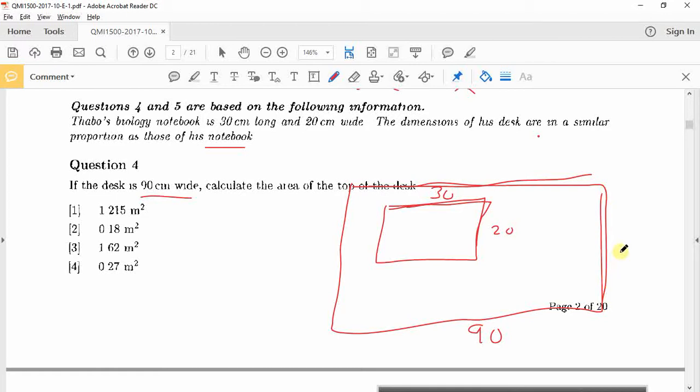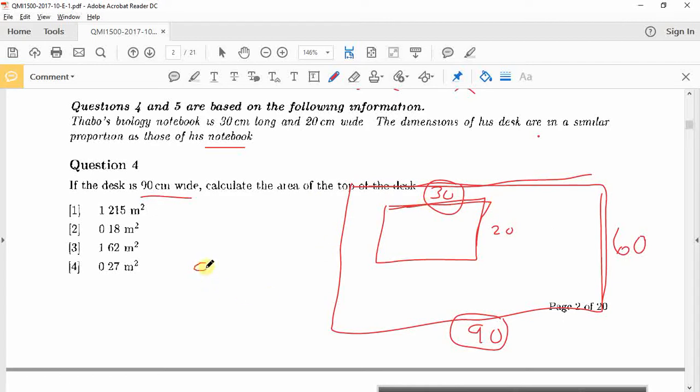Why not? Let's just see though. Okay, how did you get 60? Let's just check your thought process. So it's 30 times how many is 3? Okay, fine. So 20 times 3 is 60. Yes, you're right. Sorry. Okay, that's correct. Then the area of the top of the desk.